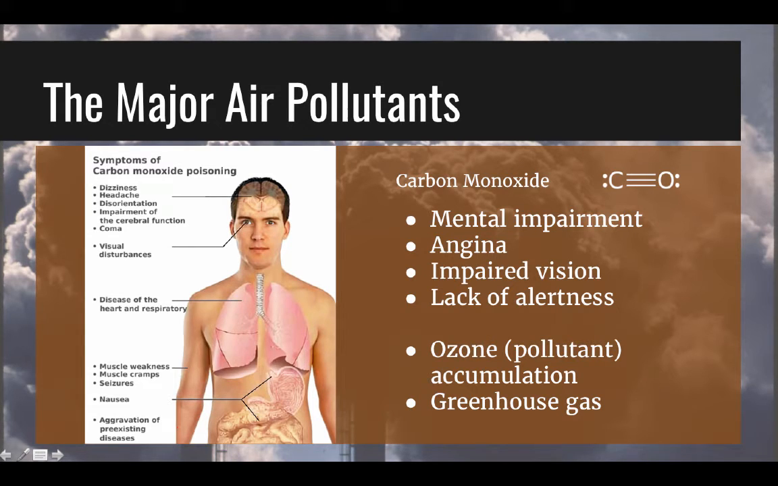Carbon monoxide, CO, is a poisonous gas that leads to mental impairment, angina, impaired senses, and also accumulation of ozone, and it behaves as a greenhouse gas. Carbon monoxide results mostly from natural processes, but humans contribute a large amount mostly via incomplete fuel combustion and motor vehicle exhaust. Other man-made sources include non-road vehicles and construction equipment, wood stoves, incinerators, and industrial processes.